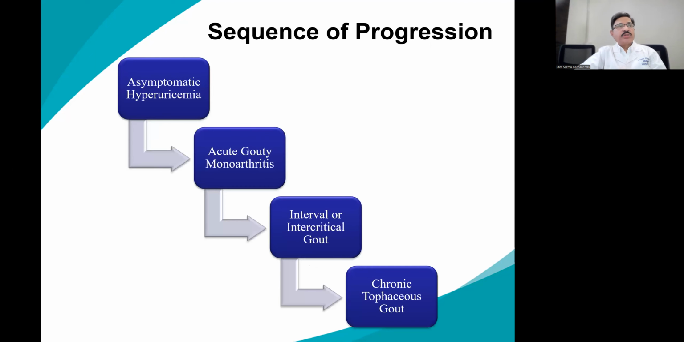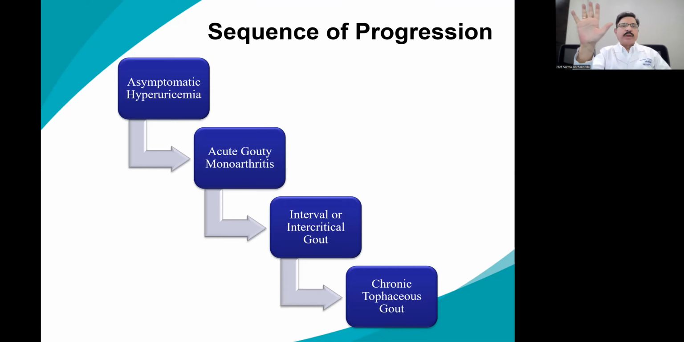Now, how much time will it take for the patient to progress? First of all, he will have asymptomatic hyperuricemia. Over a period of years, he will develop acute gouty monoarthritis. Then he will go to interval or intercritical gout. Interval gout means there is no acute attack, only hyperuricemia is there. Again, he will get into chronic gout.